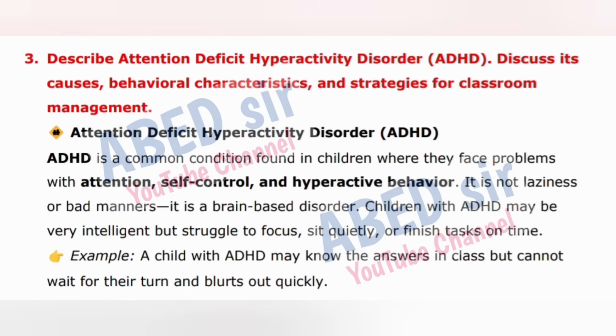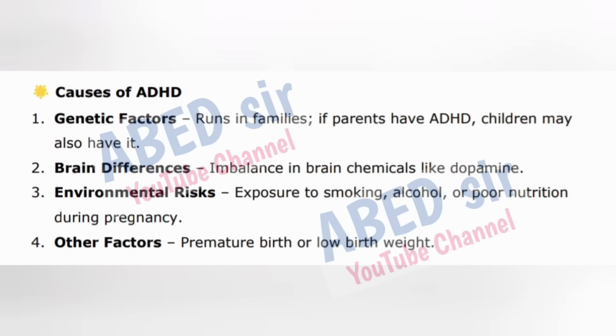Example, a child with ADHD may know the answers in class but cannot wait for their turn and blurts out quickly. Causes of ADHD. 1. Genetic factors, runs in families. If parents have ADHD, children may also have it.